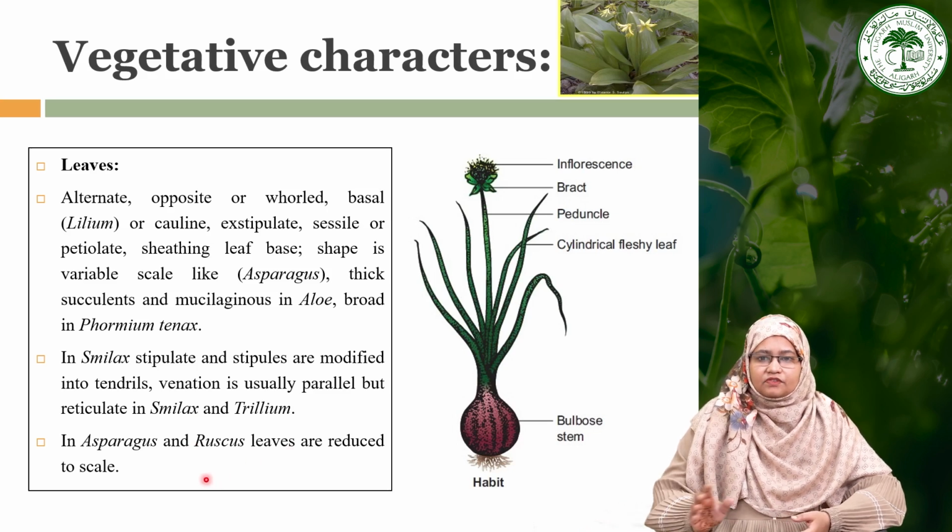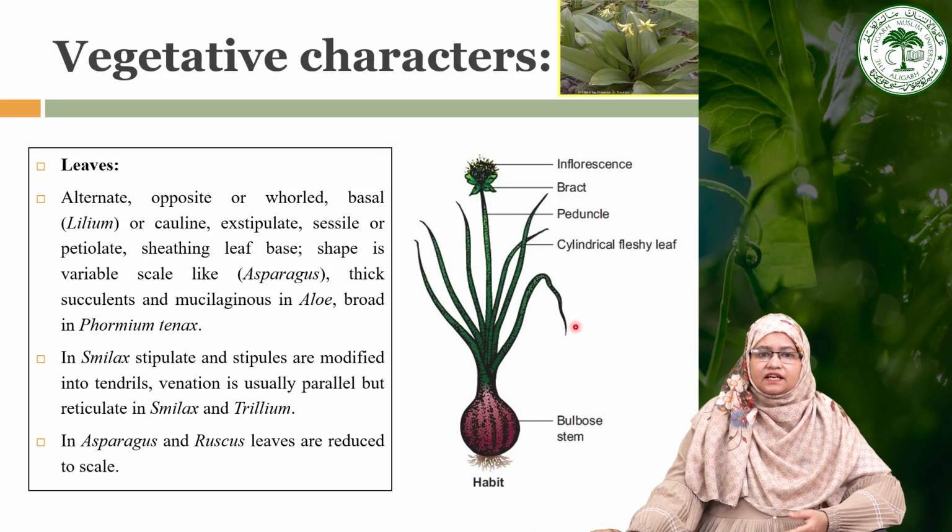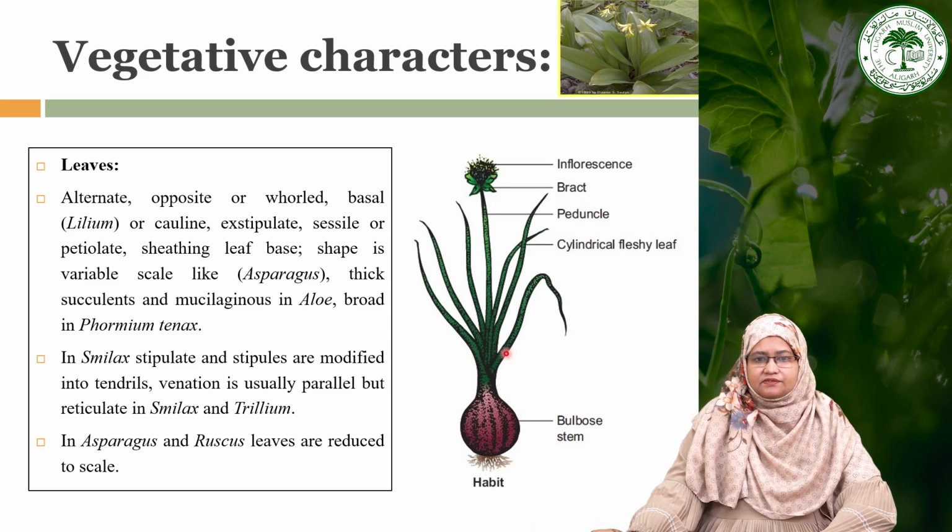scale. So, these are the leaves which are in general simple type, but they also show quite a modification, as we have discussed earlier. So, in general they are simple and exstipulate leaves, as you can see here, they are forming the sheathing base at the base.